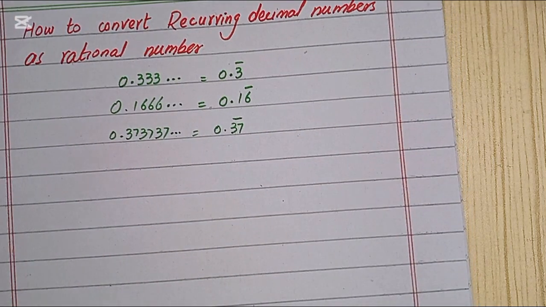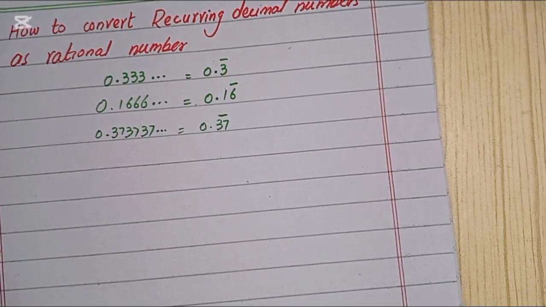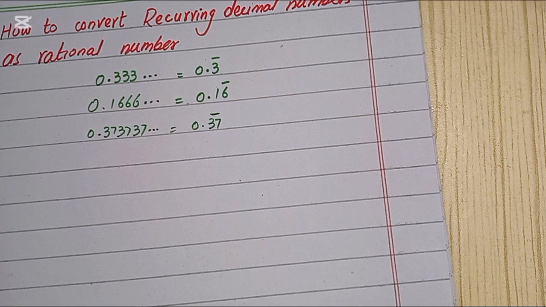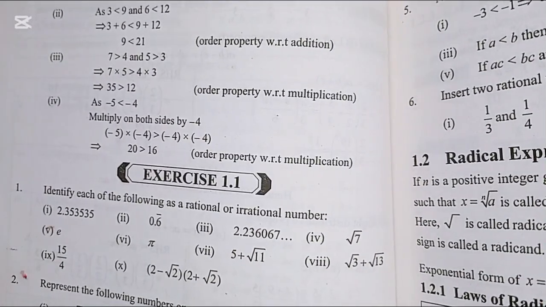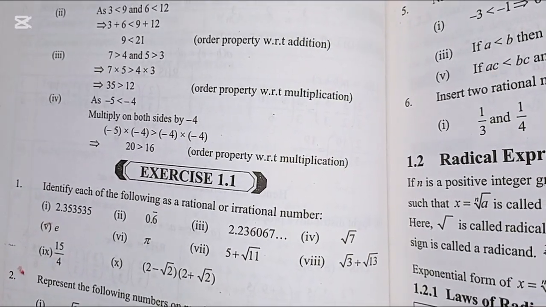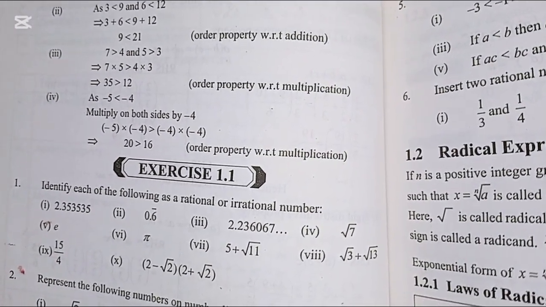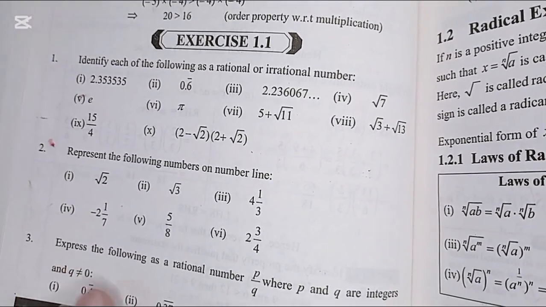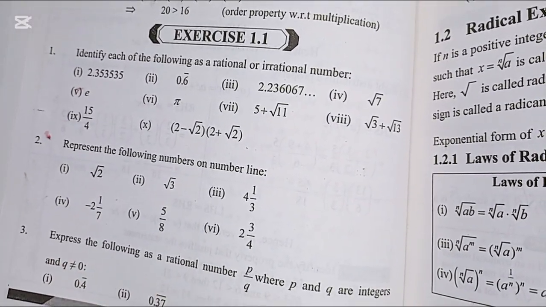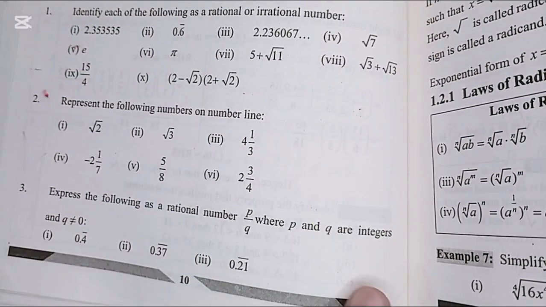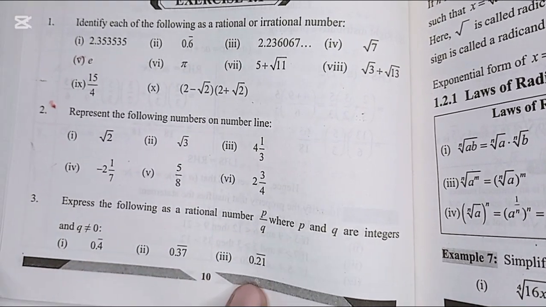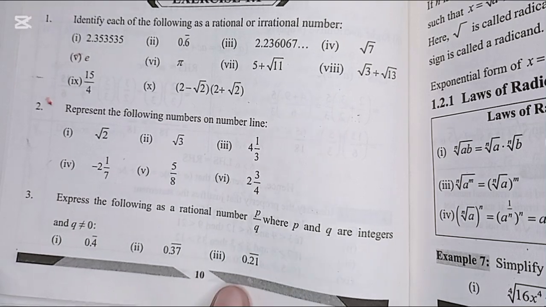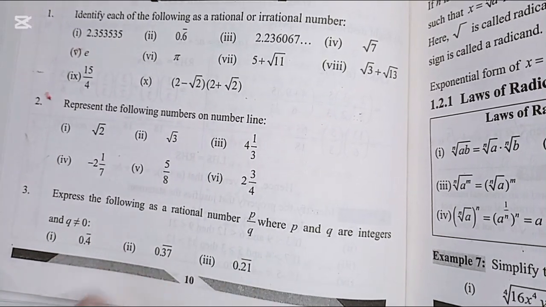Now the purpose of today's video is the questions of exercise 1.1 of the new book of session 2025 of class 9. Question number 3. Express the following as a rational number p over q where p and q are integers. Here are three recurring decimal numbers which we are going to convert into rational numbers.